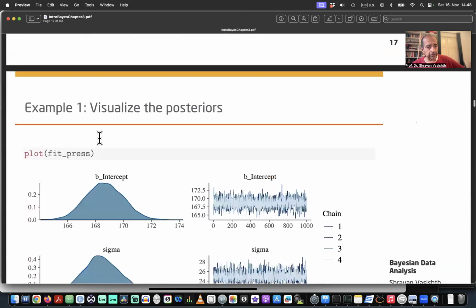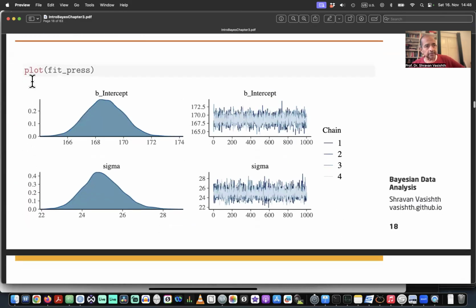And so the plot function will recognize that this is the BRM object and it extracts the correct parameters and the relevant parameters and the chains so that you can see the fat hairy caterpillars in the output, right? So what this shows me is the posterior distribution of the intercept, posterior distribution of sigma, and the overlapping chains, which are mixing nicely over here.